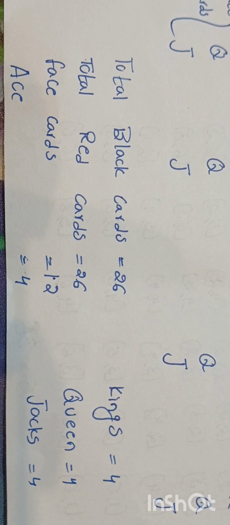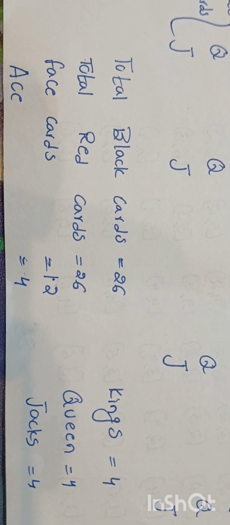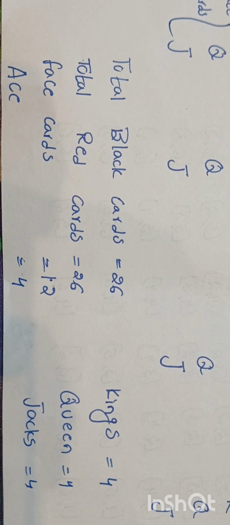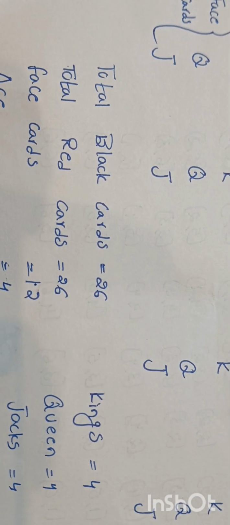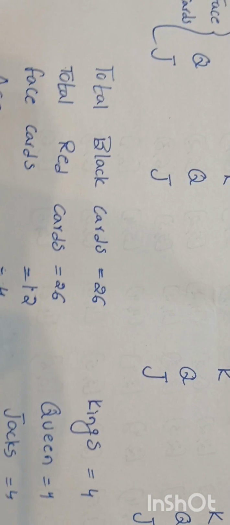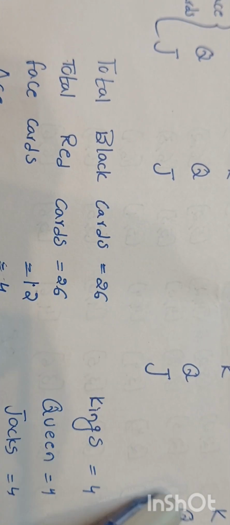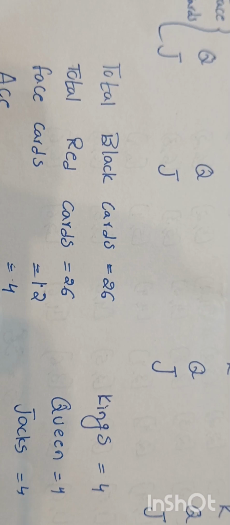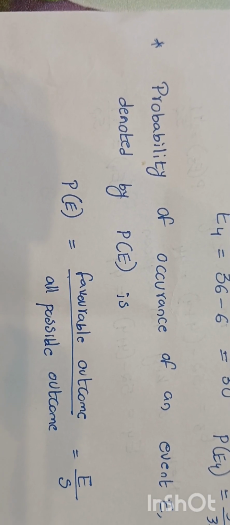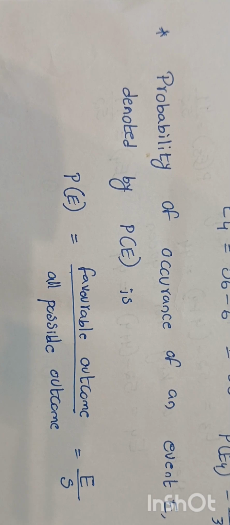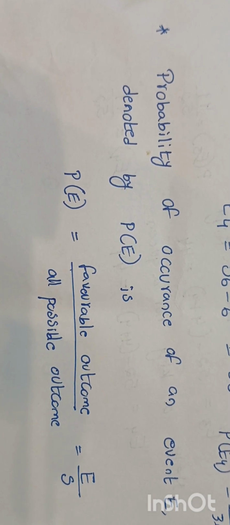Now coming to the count. Total black cards are 26 and total red cards are 26, and we have 12 face cards, and 4 ace cards. Kings are 4, in each type 1 king is there. There are 4 kings, 4 queens and 4 jacks. Probability of occurrence of an event is denoted by P, which is equal to favorable outcomes divided by all possible outcomes, E divided by S.